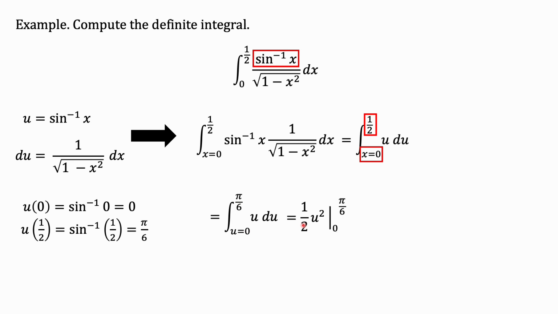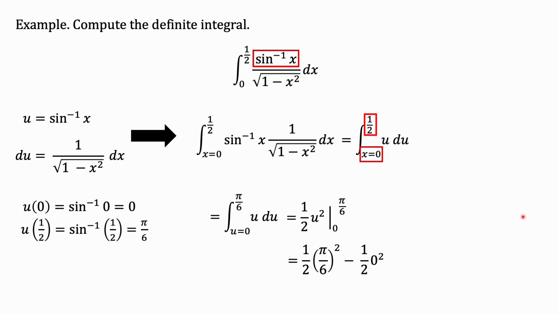And now this is the one that we can just plug into. Once the variables are the same, you can do the fundamental theorem of calculus, take the antiderivative, which we know is 1/2 u squared, and then plug in these two boundary points, right? So plug in the 0 and then the pi over 6.